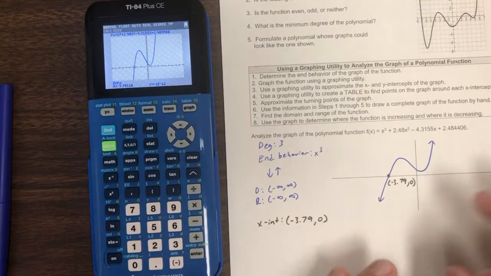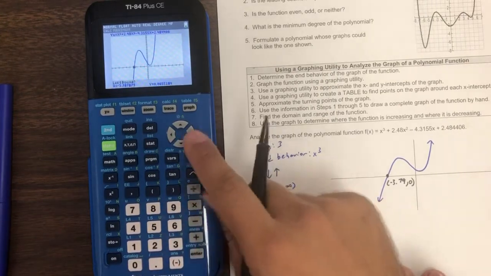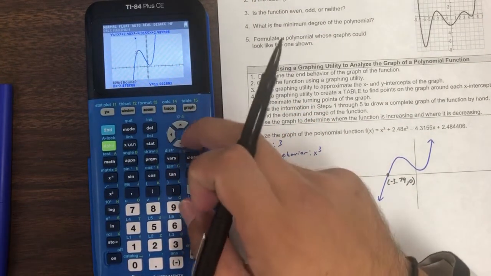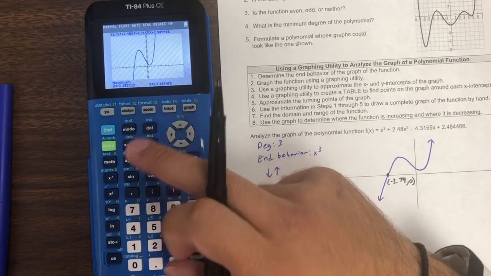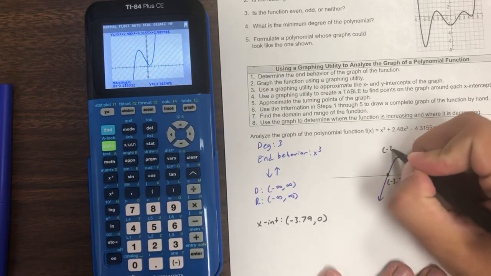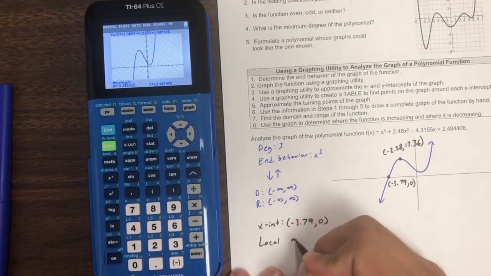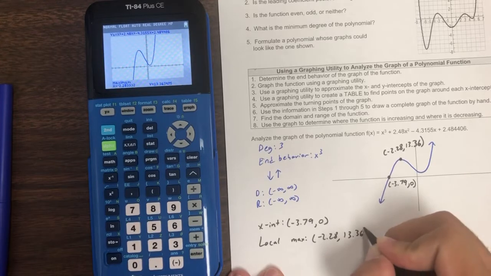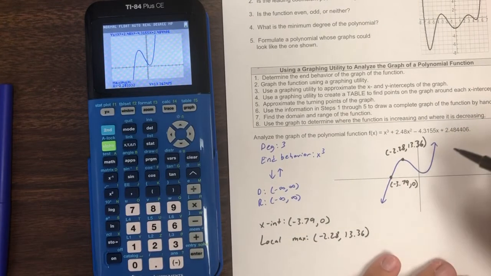Right. I can also find my local maxes and mins. I'm going to go second calc, and I'm going to go to maximum. All right, so I'm going to hone in on this maximum right here. So again, I'm going to stay to the left of it, press enter. Now I'm going to go to the right of it, press enter, and guess. So I get a maximum. So it is a local max. It's a local max because it's not the absolute highest point or lowest point, right? There's obviously values larger than it, but it is a local max.